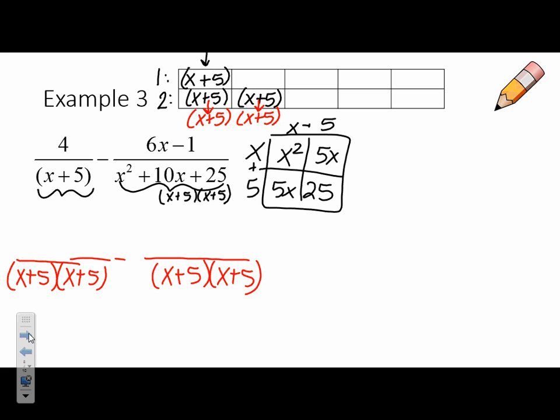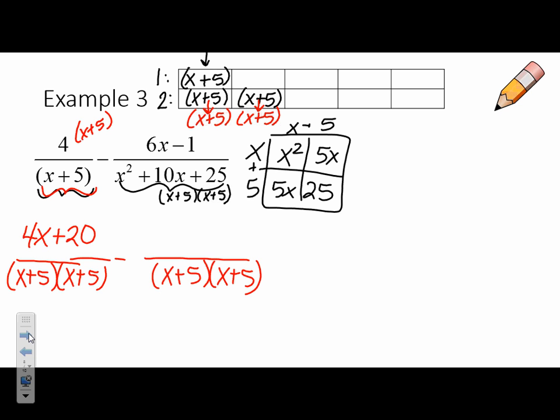Now I just need to change the numerators to reflect how I changed the denominator. So the first fraction just had one x plus 5. I put another one in the denominator. That means I have to change the top the same way. So I need to multiply that 4 times another x plus 5. So it becomes 4x plus 20.